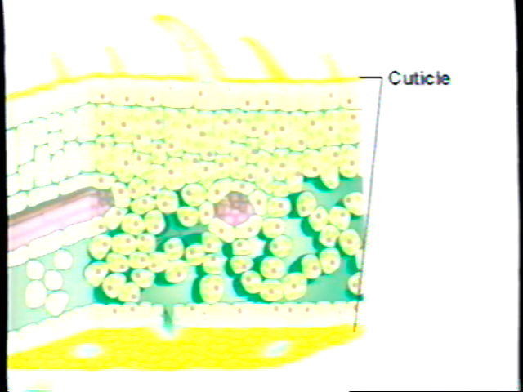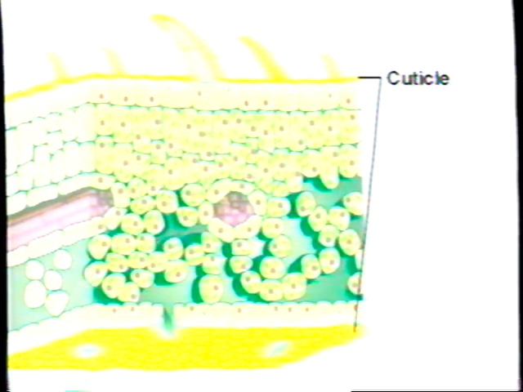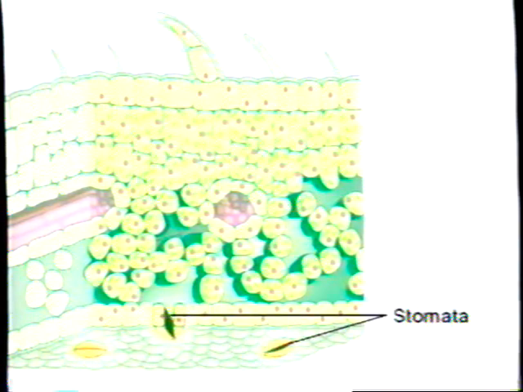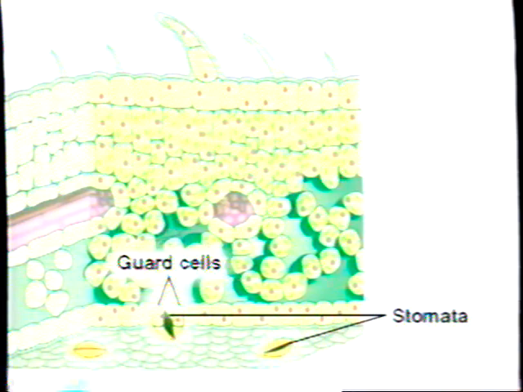A waxy substance called the cuticle covers the epidermis of the leaf and protects the leaf from drying out. It also prevents the uncontrolled exchange of gases. The controlled exchange of gases occurs through openings in the epidermis called stomata. Each stoma is flanked by 2 guard cells. When the guard cells are turgid, the stoma is open. The stoma closes when the guard cells lose turgor.